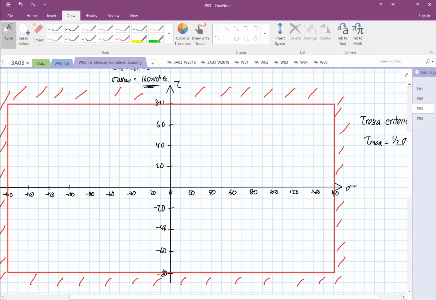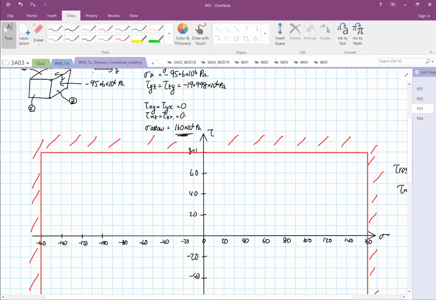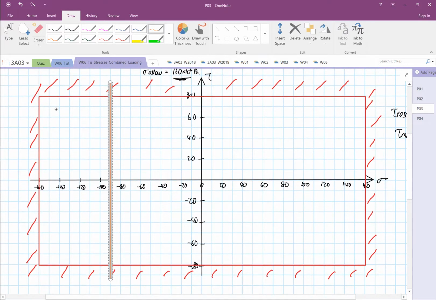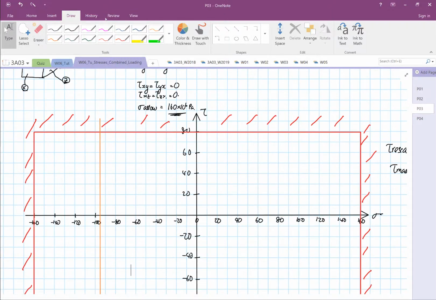Okay, then we know our stresses. You look at our stresses. We have our stresses at 95. So this is doing Mohr's circle again. So 95 is somewhere around here, I'm going to eyeball it. Okay, 95. And then we have 20, or 19.998, so we have 20. Then we have another minus 20 over here.